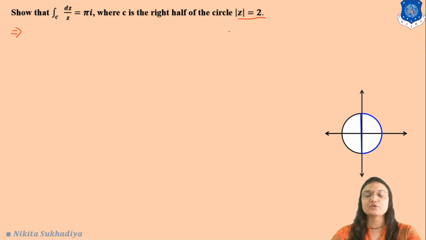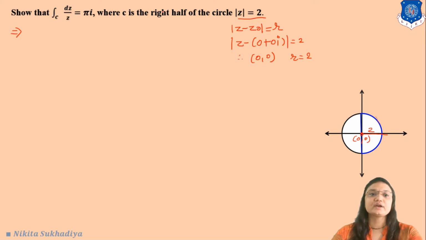So what is the meaning of modulus of z is equal to 2? Compare this with modulus of z minus z0 is equal to r. So this is the equation for a circle. Okay, so here in this situation we have z minus 0 plus 0i is equal to 2. So our center point will become 0, 0 and radius will become 2. Okay, so here I am using the center point 0, 0 and radius equal to 2, and by taking radius 2 we will get this circle.